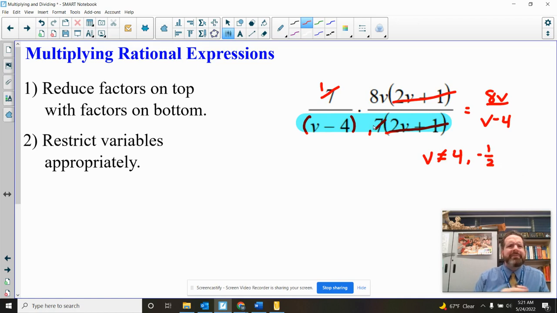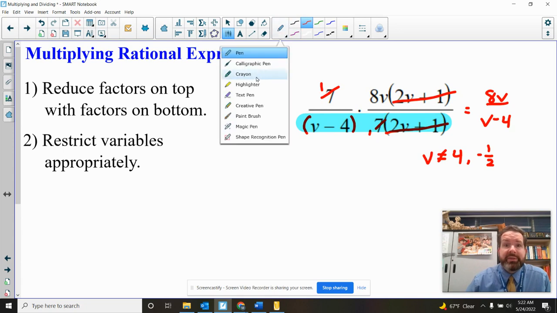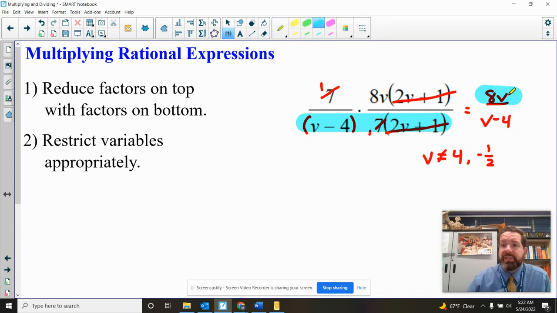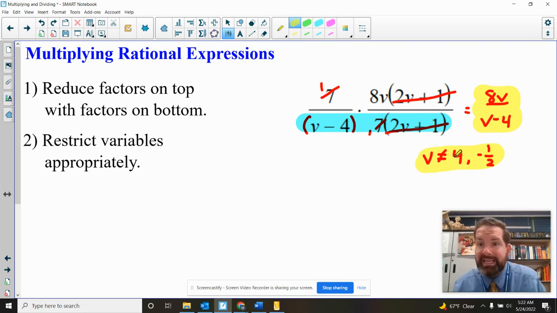Don't worry about the 7. The 7 didn't have a variable on it. You can have as many numbers down there as you want. It's only the v's that we have to be careful about. So your final answer has 2 parts. The reduced expression, as I switch over to my yellow highlighter, and also the list of restrictions. So this whole thing is equal to 8v over v minus 4, as long as v isn't equal to the number 4 or the number negative 1/2.